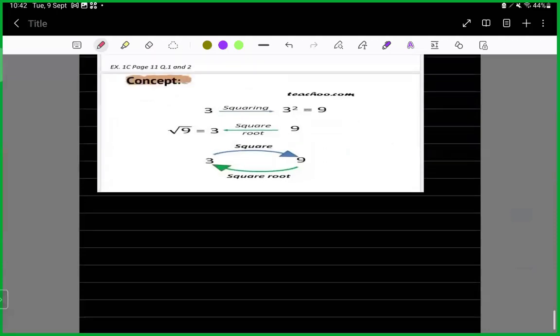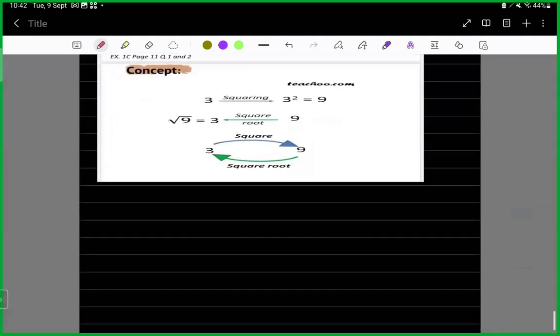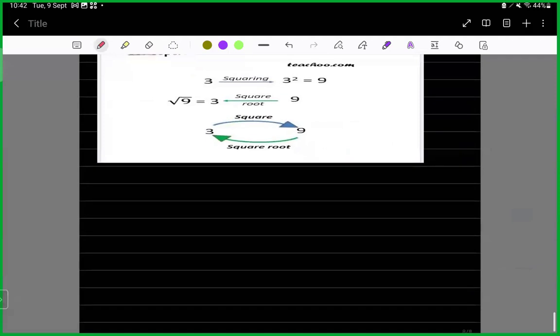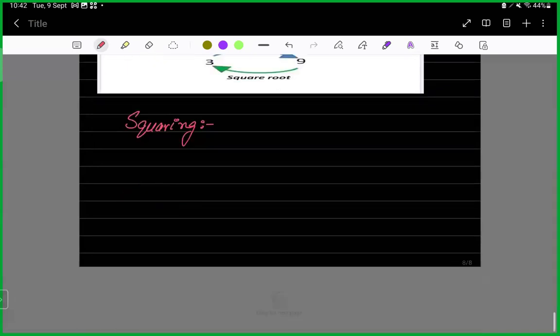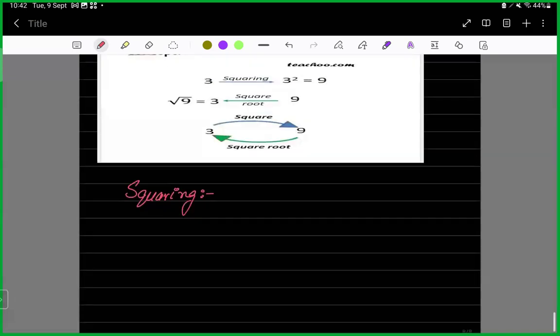So now we have to learn about the concept of scaling and the square root. Okay, so let's learn the concept of scaling first. When I say you have to calculate the scale of a number, for example, find the scale of 3, what do you have to do? You multiply 3 by 3, two times. 3 by 3, what's your answer?